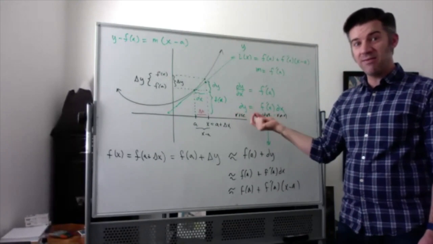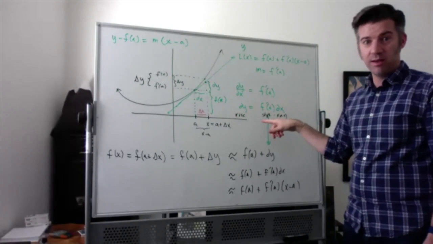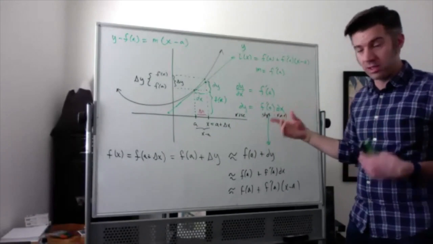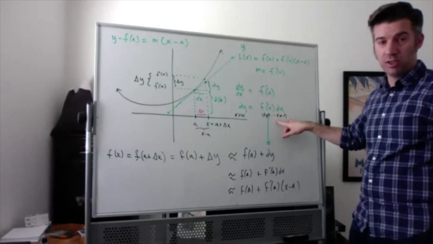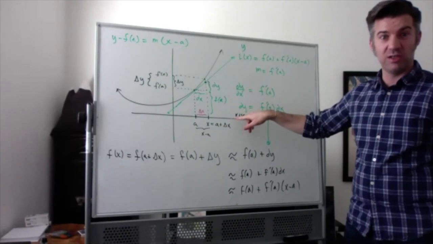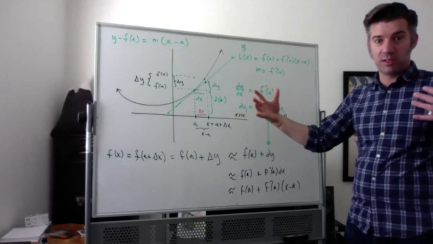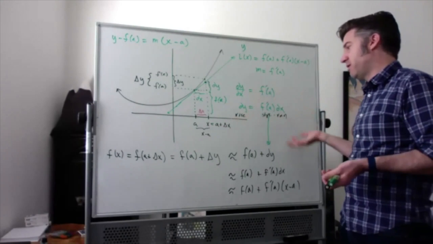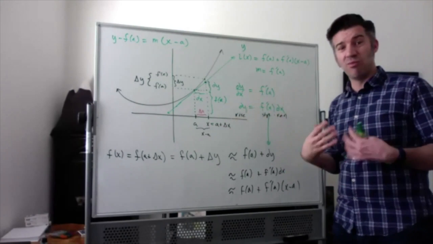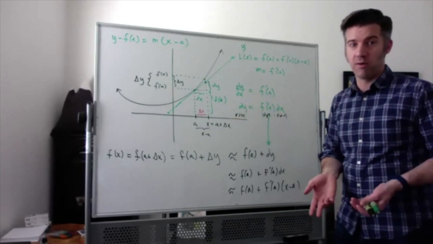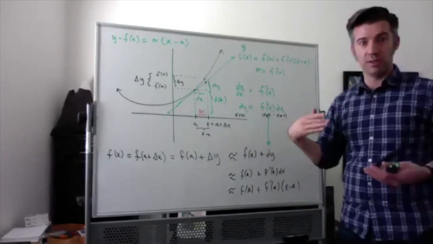So the sensitivity is just the slope of the tangent line. And if it's large, it magnifies a small change in your input into a large change in your output. If it's small, it can actually compress. So if it's bigger, your function is more sensitive. If it's smaller, your function is less sensitive to changes in the input.